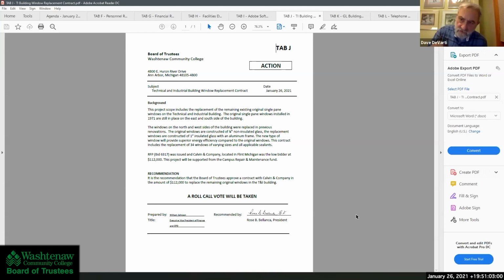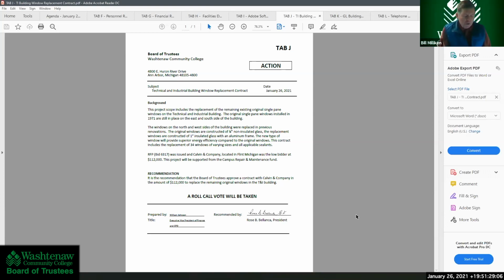I guess I have a question. So of the three bidders, one of them was disqualified for not attending the site visit? That is correct, Treasurer DeVarty. This was a mandatory visit. Okay. Gotcha. And so they just chose to not attend. Thank you.